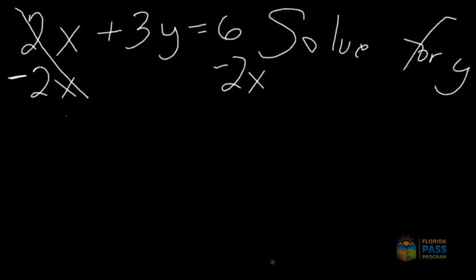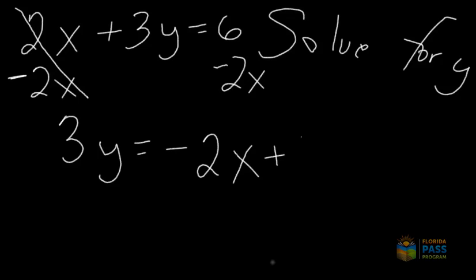So now it's gone. I'm going to rewrite the equation to keep myself from messing up. Notice 6 minus 2x, they're not like terms. Both of them do not have variables, so I can't combine them. So I'm going to write it in standard form for equations. So 3y equals negative 2x plus 6. Still trying to get the y by itself.